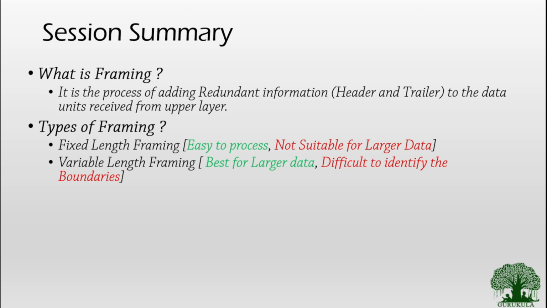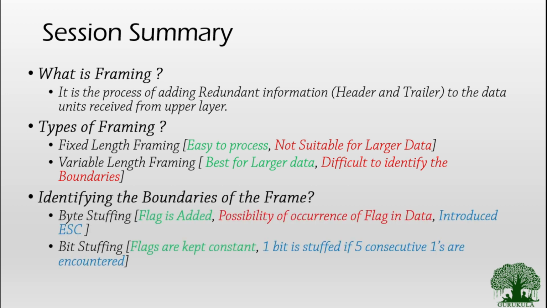In order to overcome this challenge, we have seen there are 2 types of methods. The first one is the byte stuffing method. In the byte stuffing method, a flag is added to identify the start and end of the frame. Then we encountered a problem that there is a possibility of the flag itself occurring in the data. So in order to overcome this problem, we introduced an escape sequence. Whenever there is an occurrence of the flag sequence or escape sequence in the data unit, an additional escape sequence has to be added next to it.